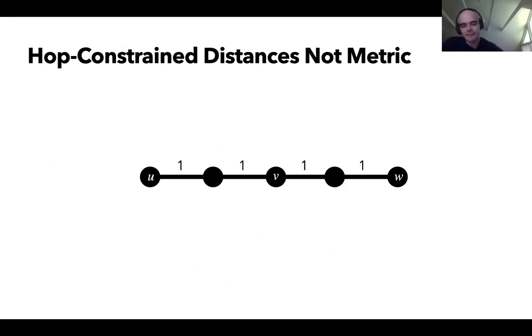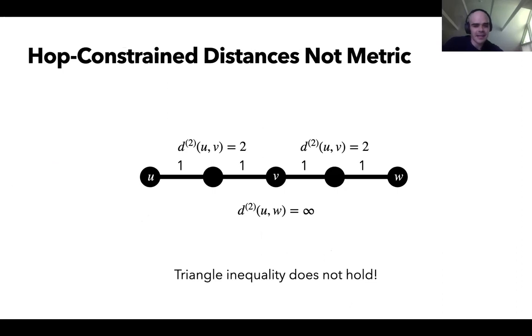So consider, for example, a path graph as follows, where every edge has weight 1. Then the 2-hop-bounded distance between vertices U and V will be 2, because there's a path that consists of 2 edges and has weight 2. Symmetrically, the 2-hop-bounded distance between V and W will be 2. But the 2-hop distance between U and W is infinity. So all of this is just to say that for these hop-bounded distances, the triangle inequality doesn't hold. And metrics without triangle inequality don't really have all that much structure that's useful, at least for the purposes of these kinds of algorithms.